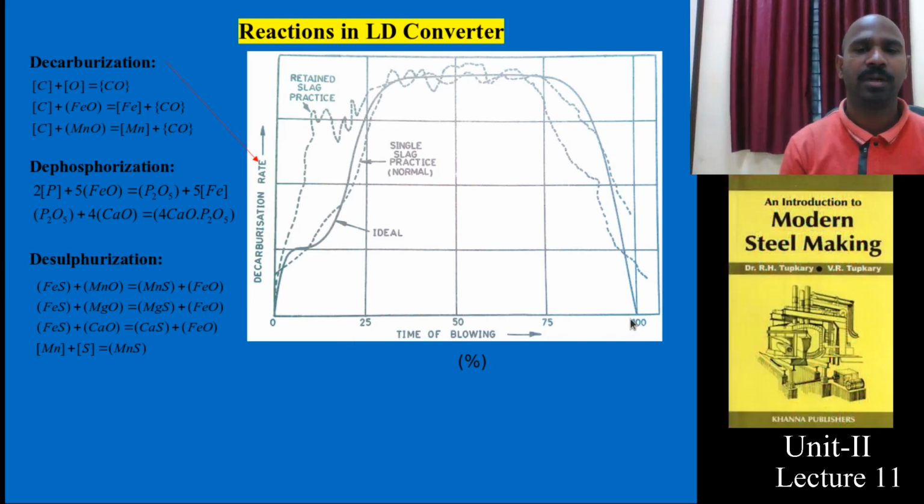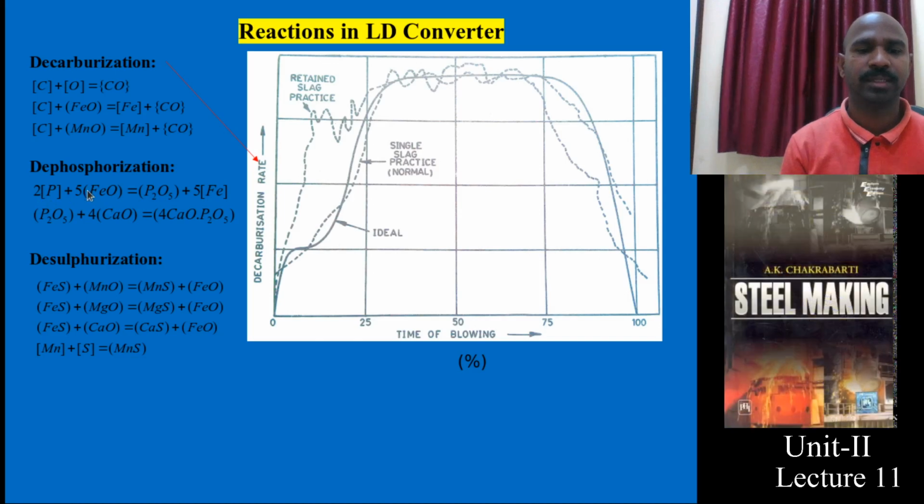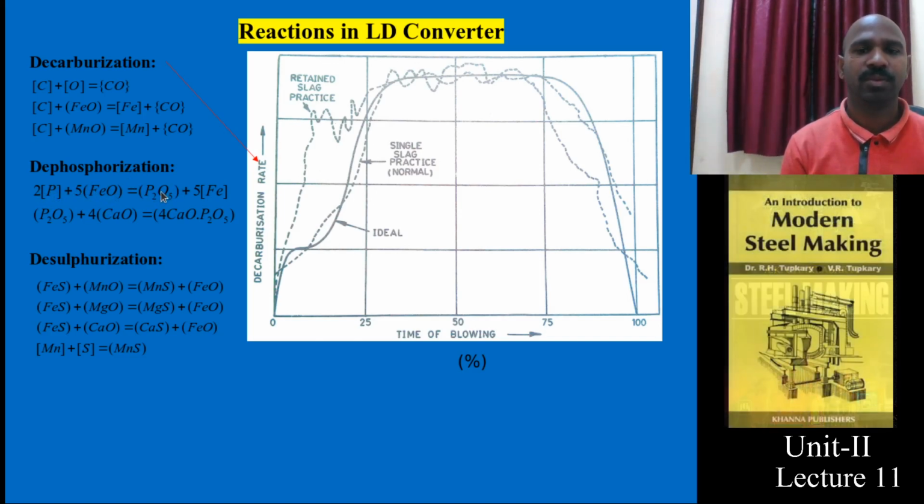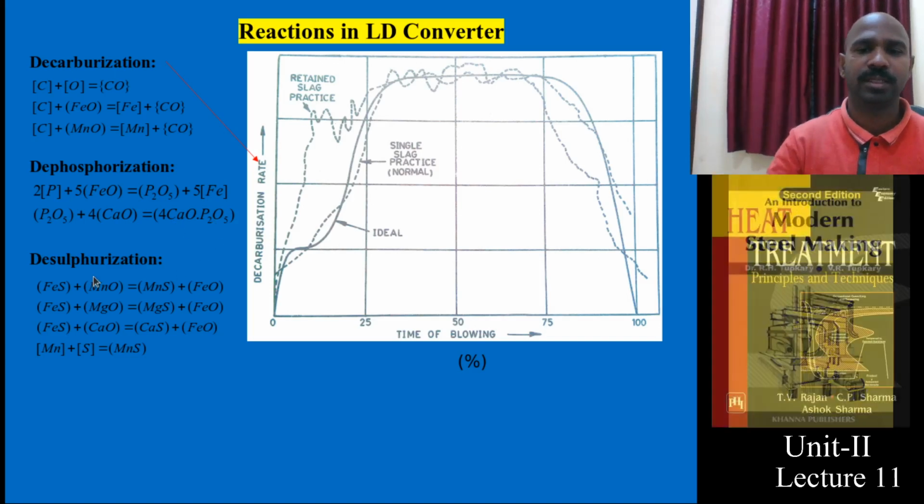For example, after 100 minutes the carbon is reduced to a very low level, and dephosphorization will also occur. How do you understand this? FeO will react with the phosphorus in the pig iron and give out P2O5 as liquid slag, and iron remains in the liquid steel. Similarly, CaO also favors the removal of P2O5.